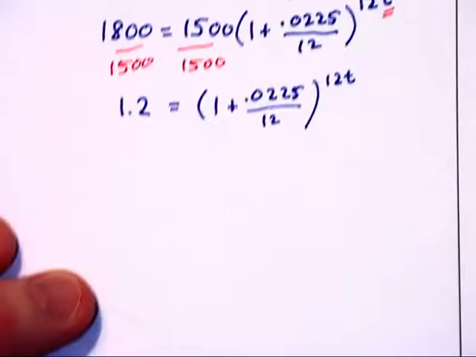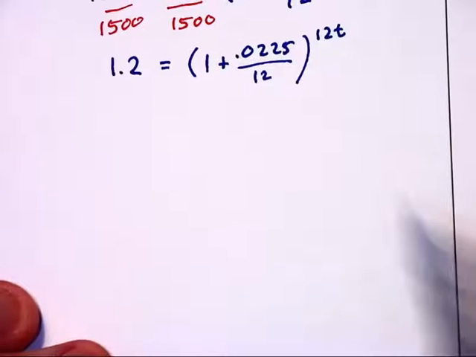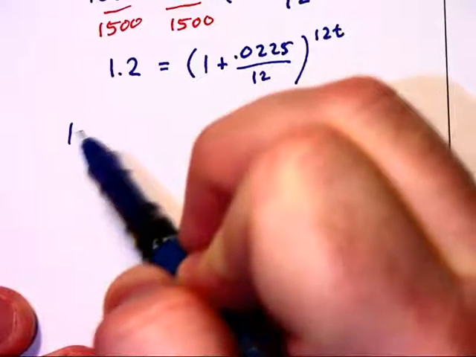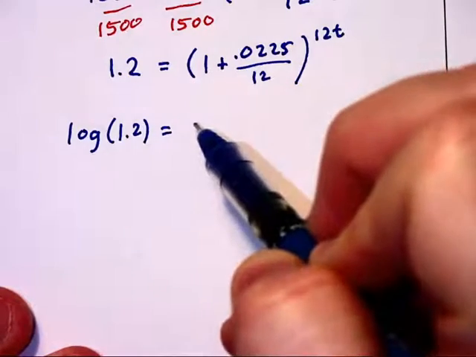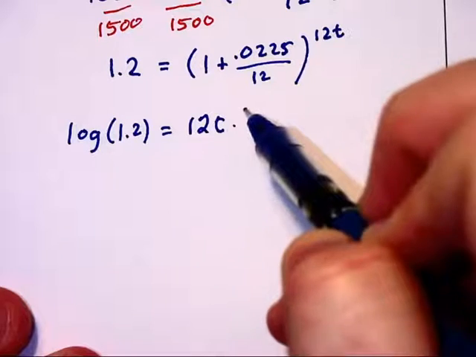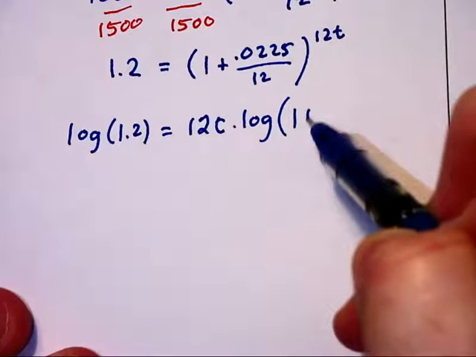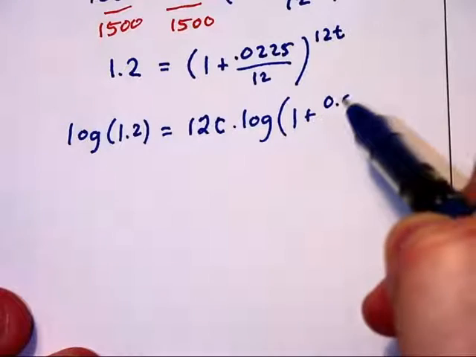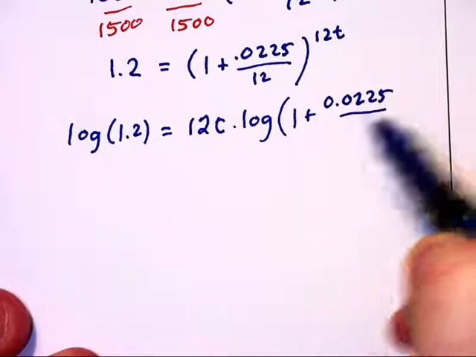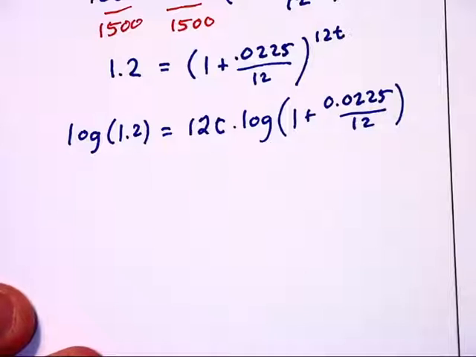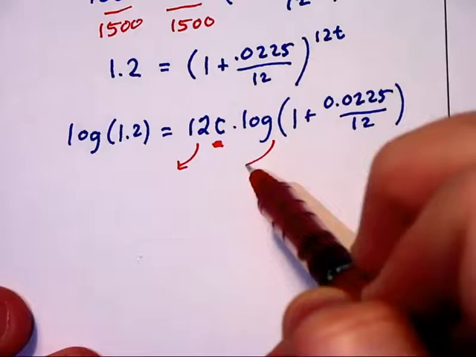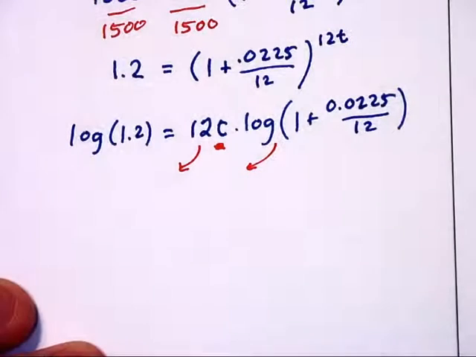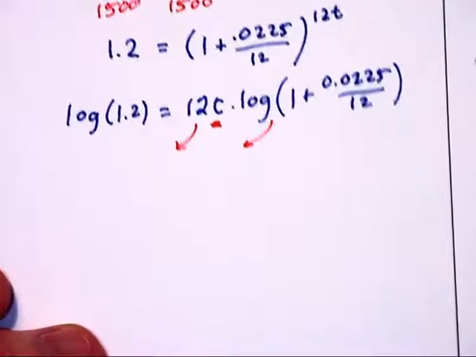Now, since your variable is in the exponent and you need to get that out, you're going to need to take the natural log or the log of each side. This will give us the log of 1.2 is equal to 12t times the log of what's in the parentheses there, the 1 plus 0.0225 over 12. Now, we're trying to solve for this t here, which means we need to divide off the 12 and divide off what's inside the parentheses, the whole log.